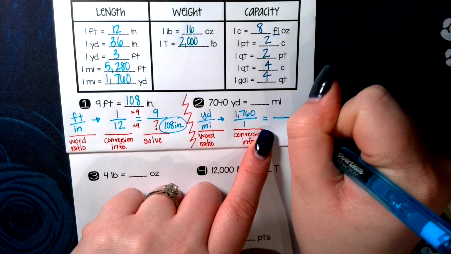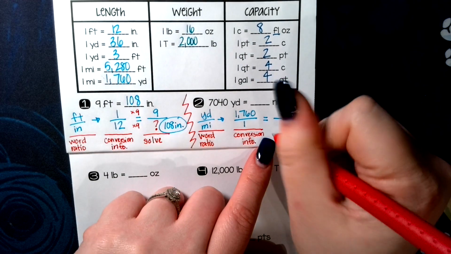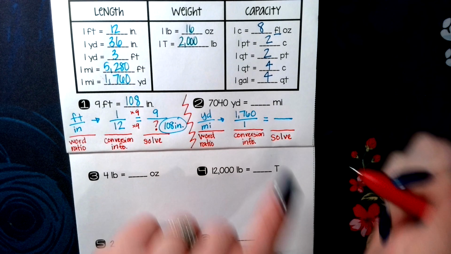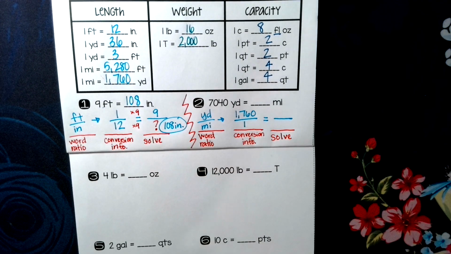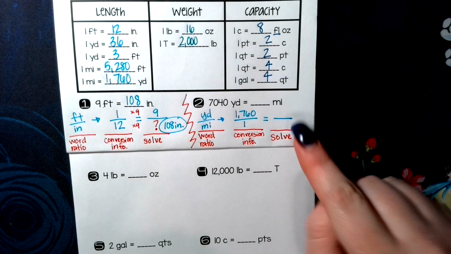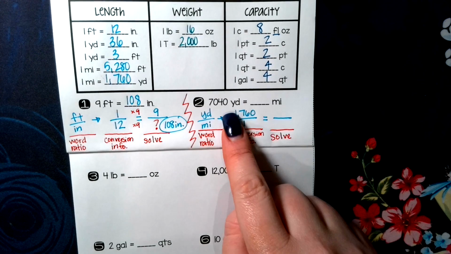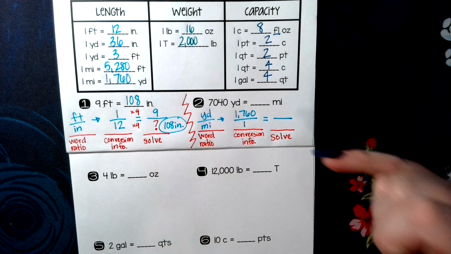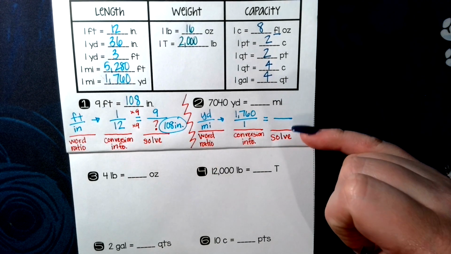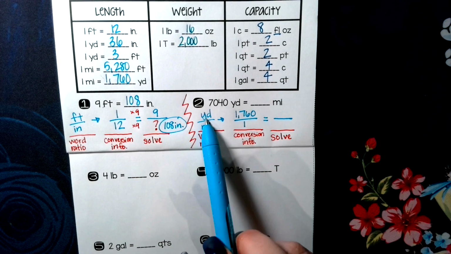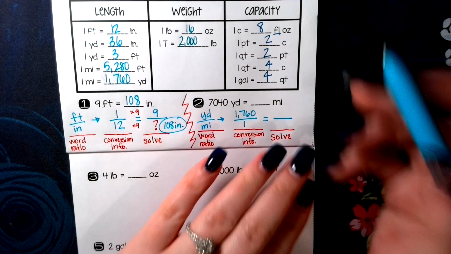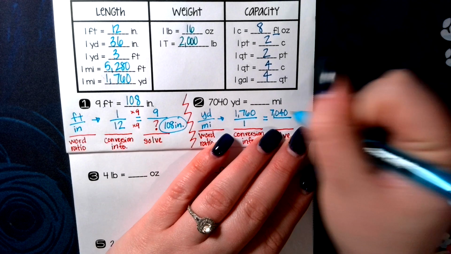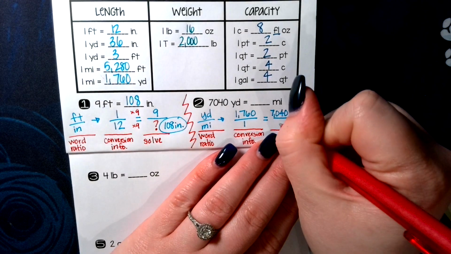And my second fraction, that's what I'm trying to solve for. That's the information from my problem. So I know I have 7,040 yards. So do I want to put that on top or bottom? It needs to go on top because that's where all my yards are. So I need 7,040 yards over, we want to figure out how many miles that's going to be.